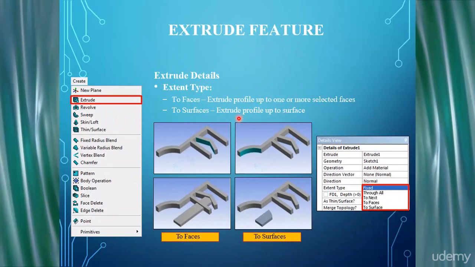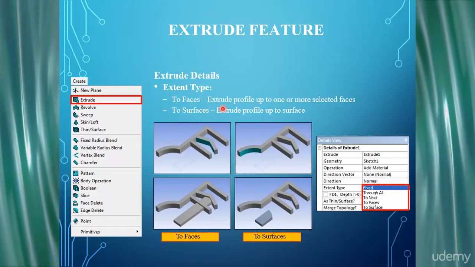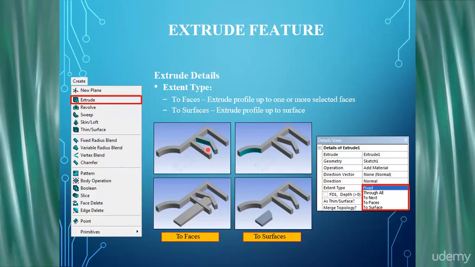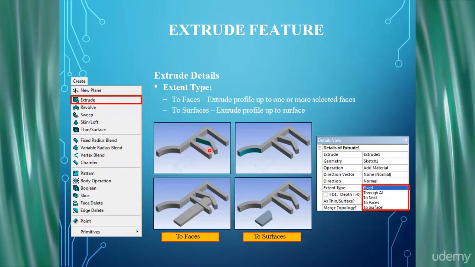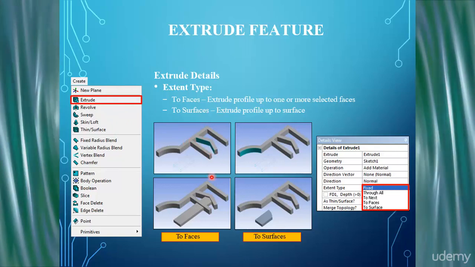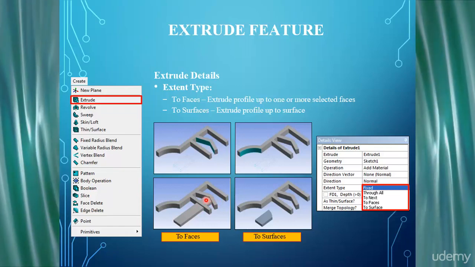We can also control the extent type to surfaces and faces that we briefly described in the last slide, and here we can see an example of that. Here we've identified this particular set of faces, as seen in this upper left image here, and then the extrusion will terminate at these particular faces.